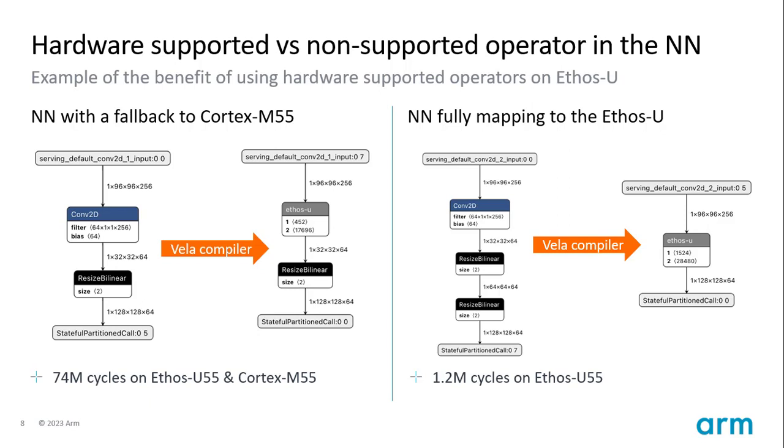So I fully recognize that creating neural networks is quite complex, but I just wanted to say that it really pays dividends to be aware of the operators that are supported in hardware when you're creating a neural network, for those of you that want to get the absolute best performance out of your machine learning workloads.